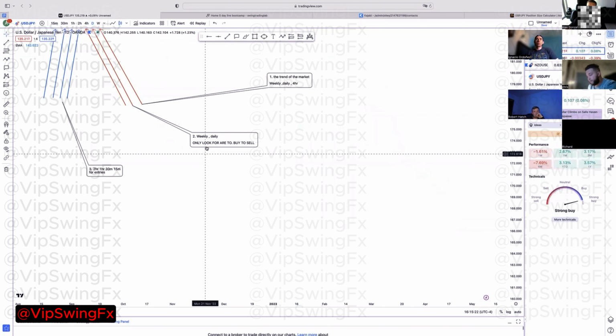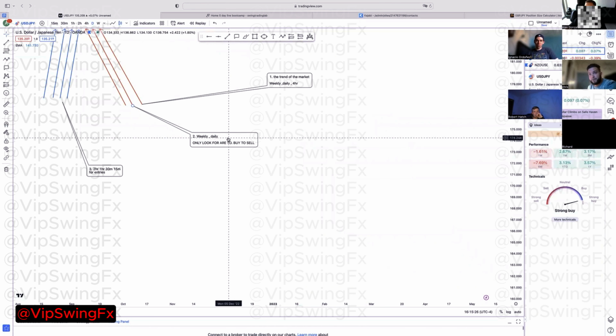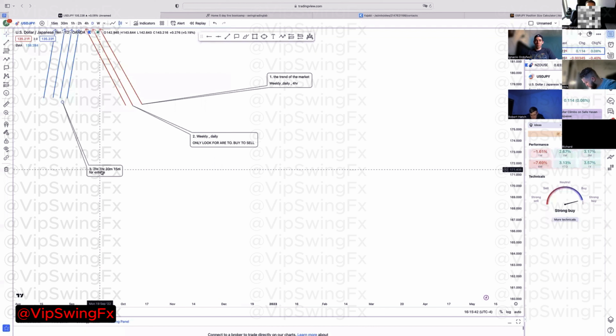After I identify the trend, then I look at where I am buying or where I am going to sell. I'm only going to buy or sell on a weekly or daily area of interest. That doesn't mean I'm buying off the daily or weekly candlestick. It just means I'm buying off a weekly and daily zone. These zones are placed on the weekly and daily timeframes. Once price gets to that area of interest, I look at the 2-hour, 1-hour, 30-minute, and 15-minute to apply my strategy and entry signal.